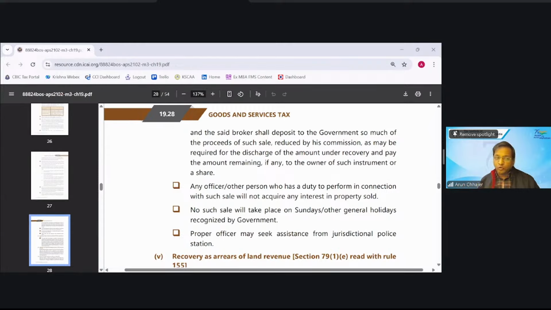Do they need to route the matter through SCN mandatorily? Do they need to issue the show cause notice mandatorily? Answer is no, not mandatorily, because it starts with "notwithstanding anything contained."